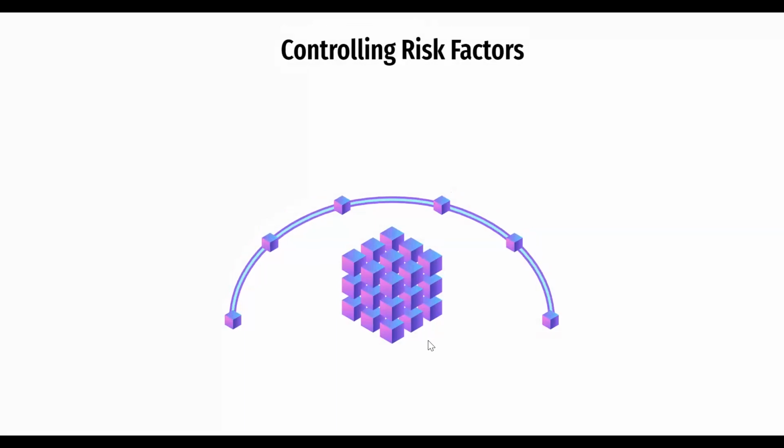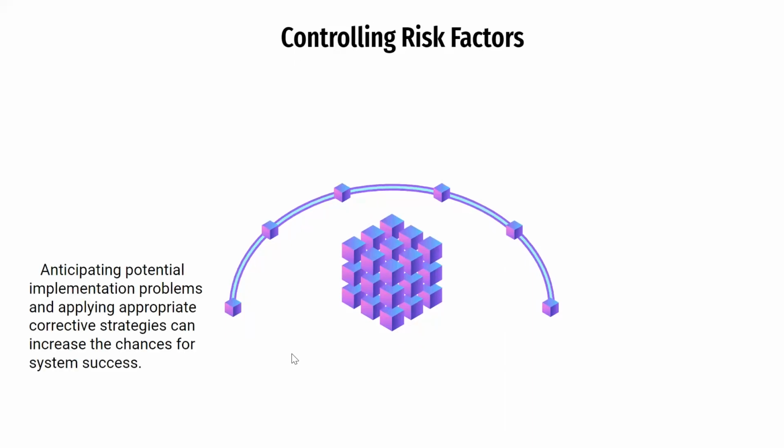So controlling the risk factors while in transition or implementing the new system. So not all aspects of the implementation process can be easily controlled or planned. However, anticipating potential implementation problems now and applying appropriate corrective strategies can increase the chances for system success.